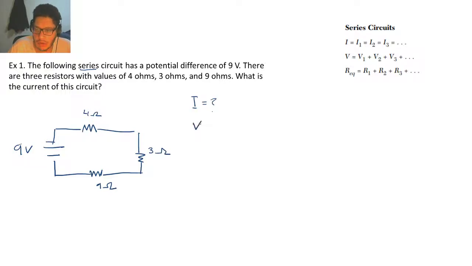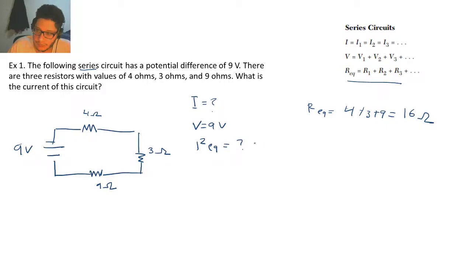Well, I know what my voltage is. It's 9 volts. I don't actually know what my equivalent R, that Req, which just means the total resistance, is. But I can solve for it. I can use the formula that I'm provided. I'm told that Req is equal to R1 plus R2 plus R3. So it's going to be 4 plus 3 plus 9 to get 16 ohms of resistance.